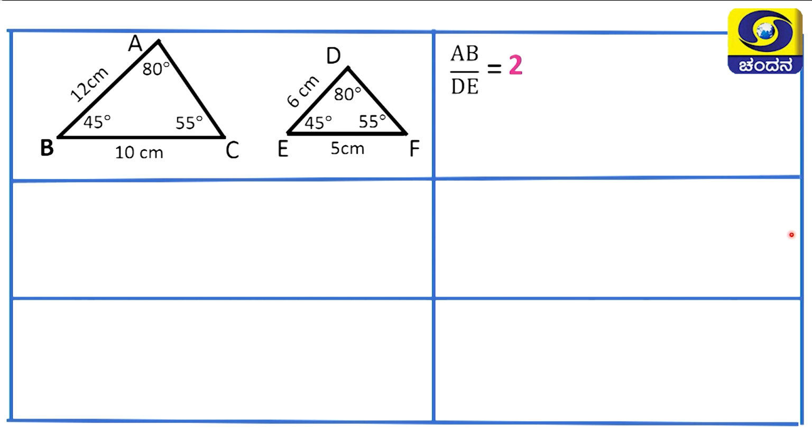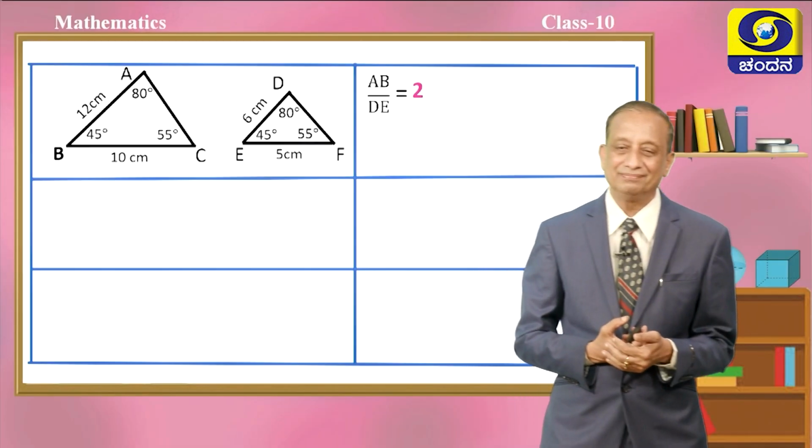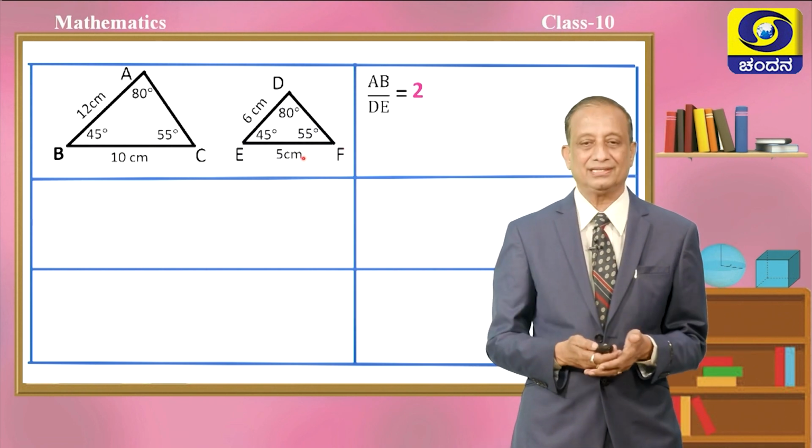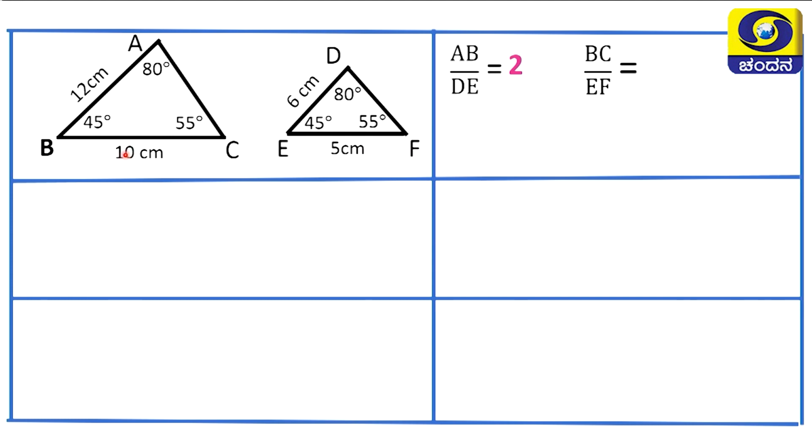So, it means that, look at the figure, AB is twice the length of DE. This is the meaning of AB by DE is equal to 2. So, let us measure BC and EF children. Let BC be 10 centimeter and EF be 5 centimeter. Okay. Again compare this BC by EF. So, 5 ones are 5, 5 twos are 10, it is also equal to 2, which means the length of BC is double the length of EF, that is the meaning.